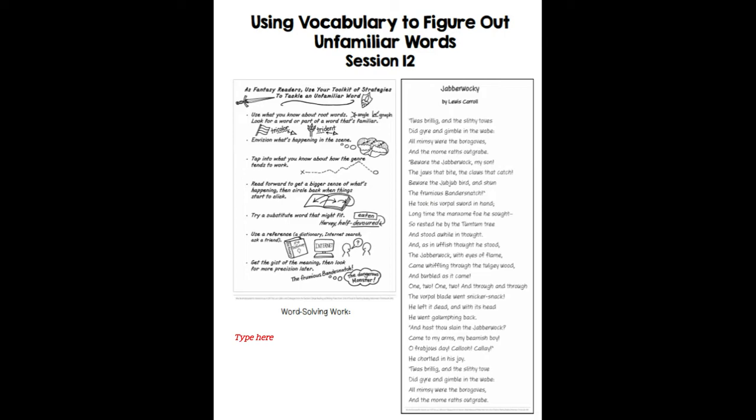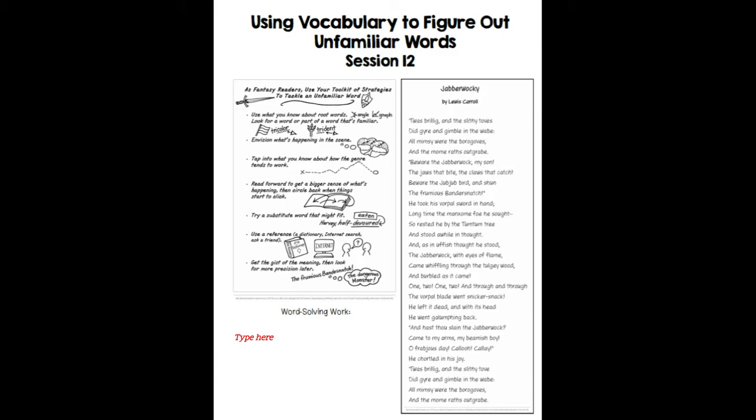'Twas brillig, and the slithy toves did gyre and gimble in the wabe. All mimsy were the borogoves, and the mome raths outgrabe. Beware the Jabberwock, my son, the jaws that bite, the claws that catch. Beware the Jubjub bird, and shun the frumious Bandersnatch. He took his vorpal sword in hand. Long time the manxome foe he sought. So rested he by the Tumtum tree, and stood awhile in thought.